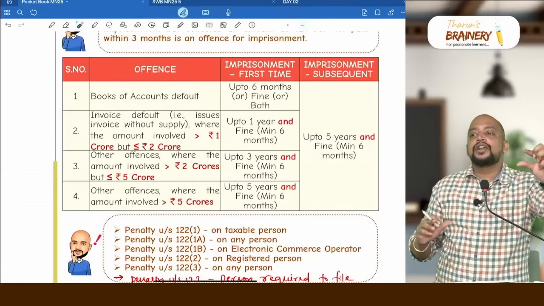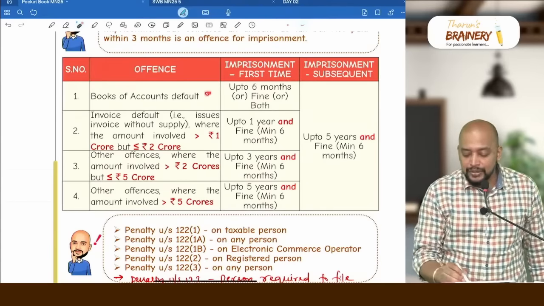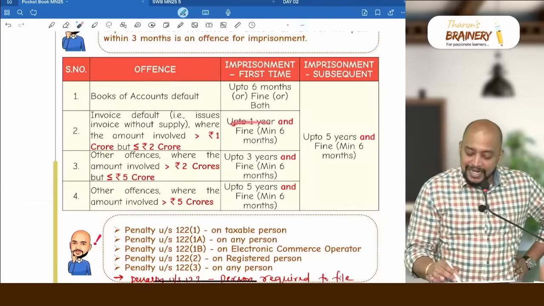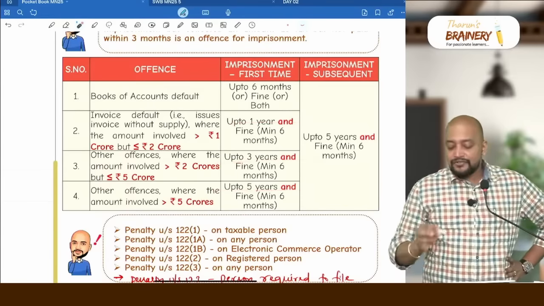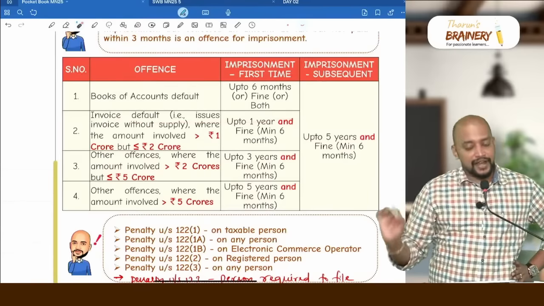And here, if it is a books of accounts default, in this entire ice bed, for books of accounts default alone, they are giving a lower imprisonment. That is up to 6 months or fine or both. Then this 1 year, 3 years, 5 years is for what? Other offences. For books of accounts default, don't see the amount. Always it is 6 months or fine or both.